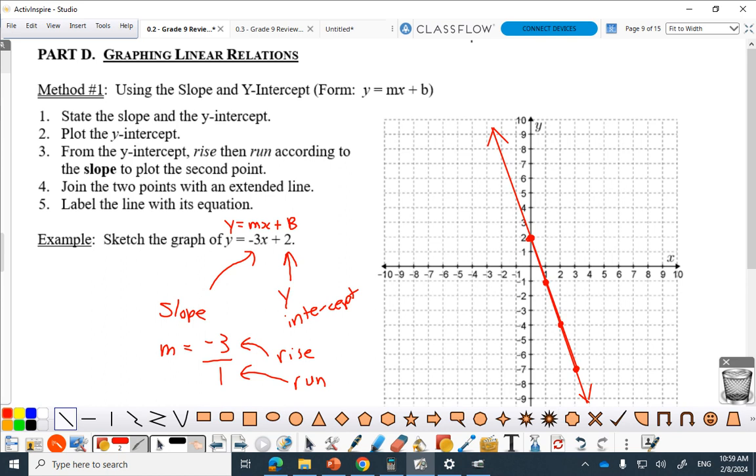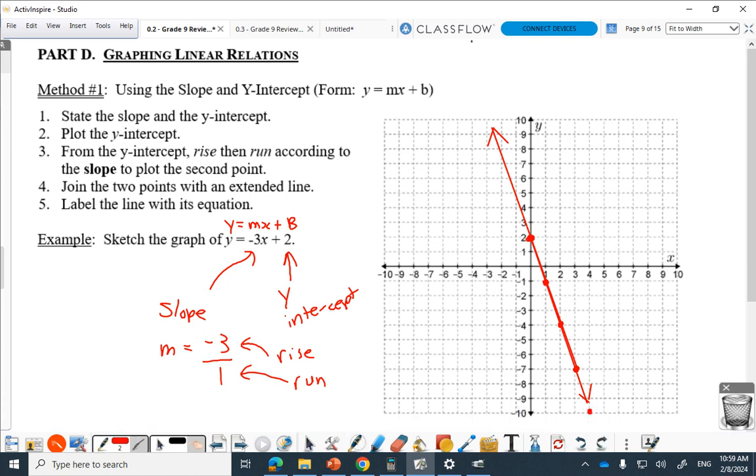Ooh, label the line. Last year, your grade 9 teacher was supposed to let you get away with it if you didn't label the line. I'm going to give away something. Next chapter, we're going to graph 2 lines and see where they meet. Doesn't sound that hard, does it? If you can graph 1 line, we're going to graph 2 lines, see where they meet. Then it's going to become important to label the lines because there's going to be 2 different lines going on.